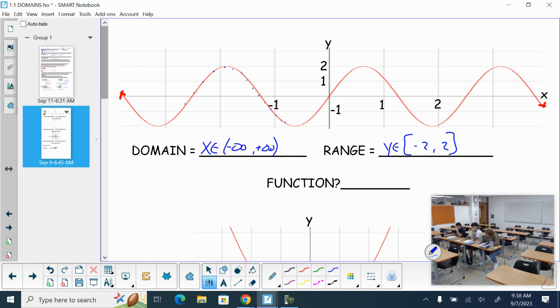I'd be fine. Is this a function? What do we use there, Jacob? Vertical line test.